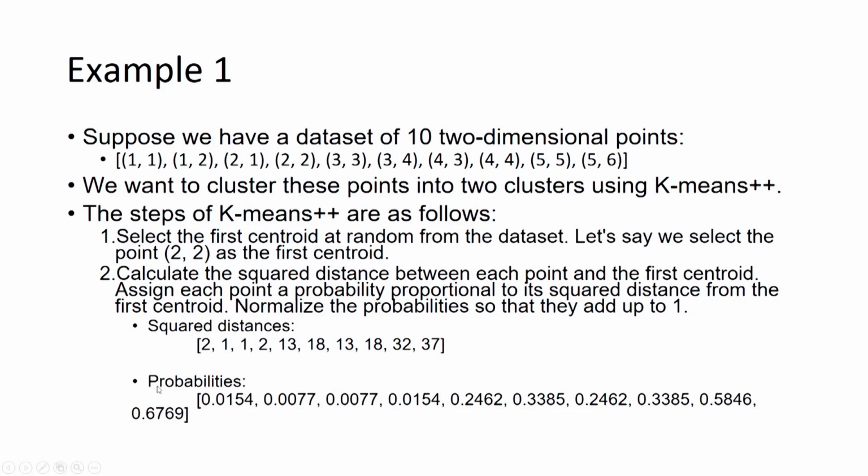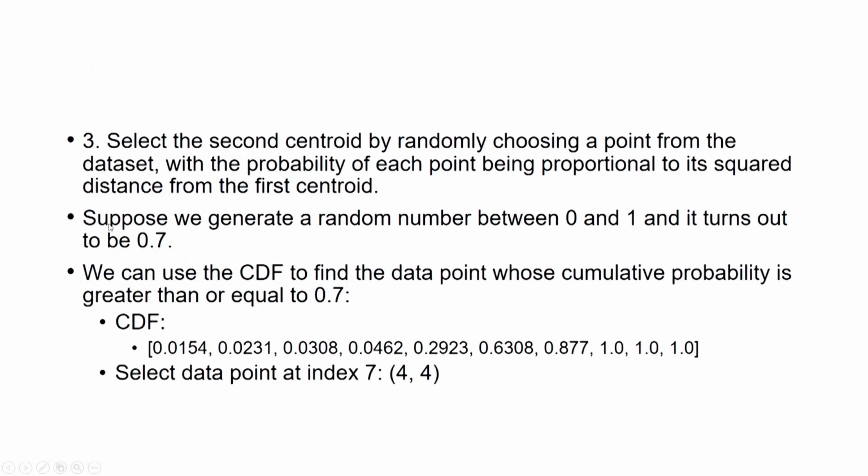Then we will define the probability distribution of these data points, proportional to these square distances. How will we do it? We can simply divide each square distance by the sum of all these square distances. So, we will get these probabilities. Let us see the remaining example. How will we perform the third step?